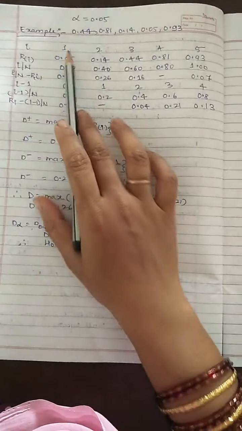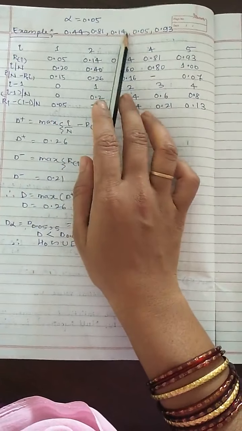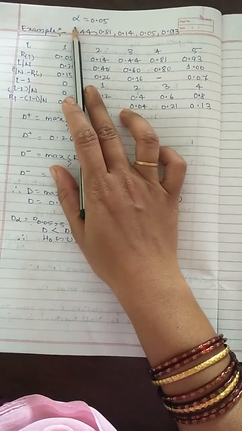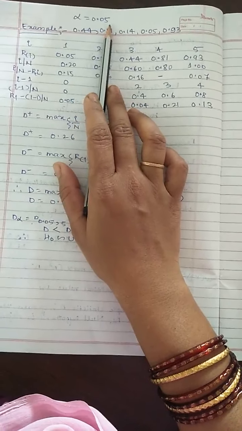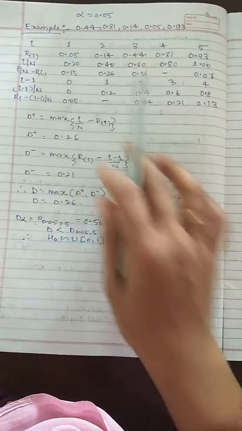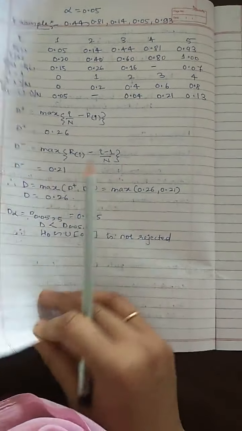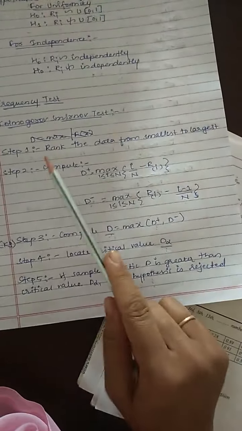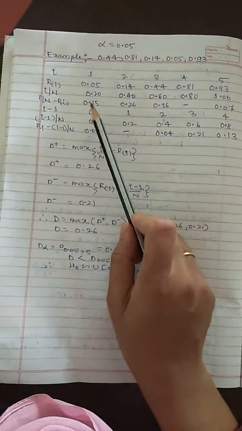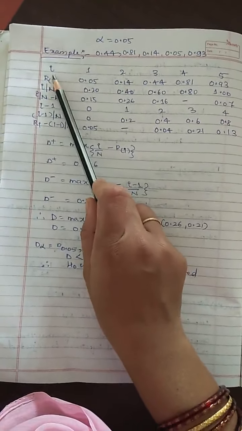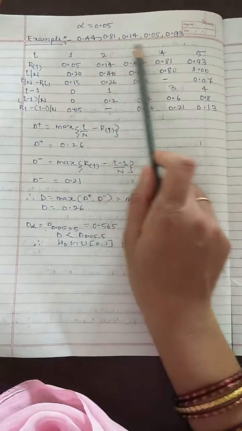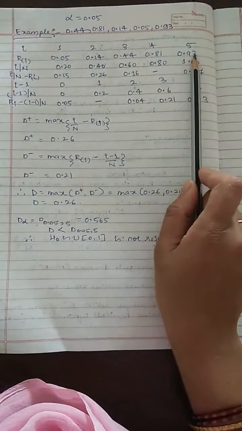So this is the given question here. They have given 5 random numbers, and the level of significance alpha is equal to 0.05. That is also given here. What is the first step? We have to arrange those numbers in ascending order. The first step we have seen is to rank the data from the smallest to the largest. So we have arranged those numbers, Ri, for i equal to 1, 2, 3, 4 and 5, written in ascending order.